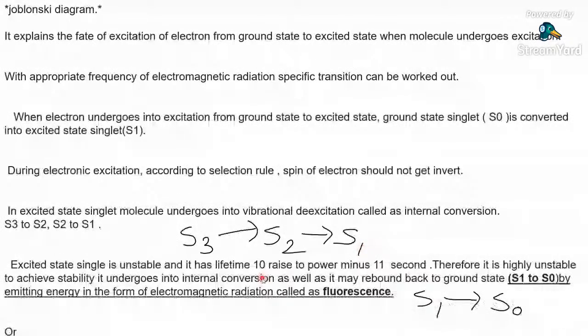The excited state singlet is unstable, so it has a lifetime of 10 raised to power minus 11 seconds. Therefore, it is highly unstable. To achieve stability, it will undergo internal conversion, or it may rebound back to the ground state. That is, it may come from S1 to S0 state and at that time it will emit some amount of energy, and that is called fluorescence.